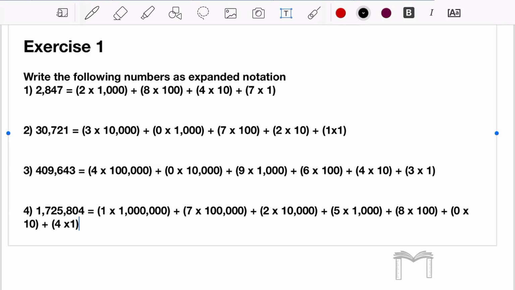This brings us to the end of exercise 1. You can pause the video at this point if you need to take down the questions or make any corrections. We will then move on to exercise 2.